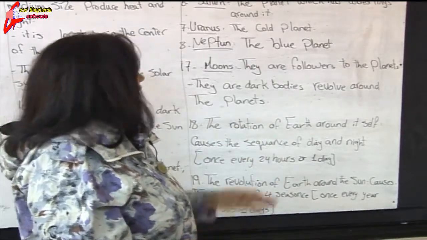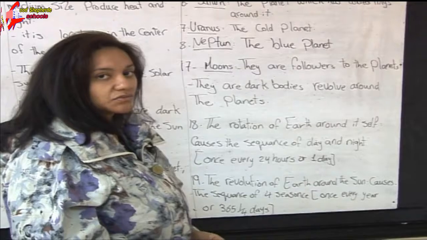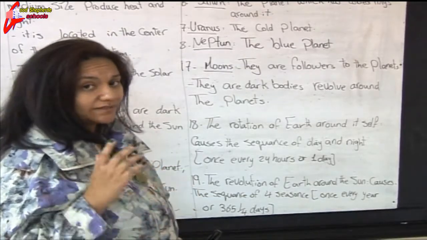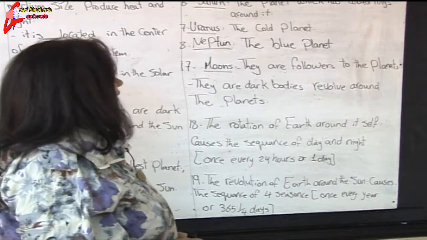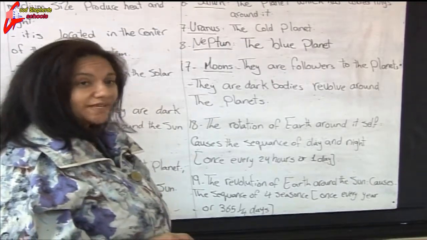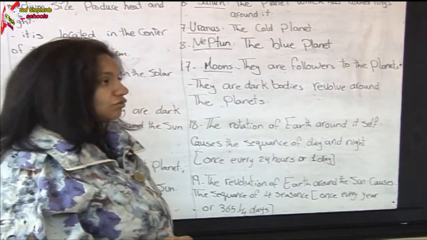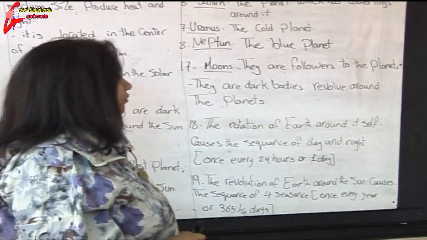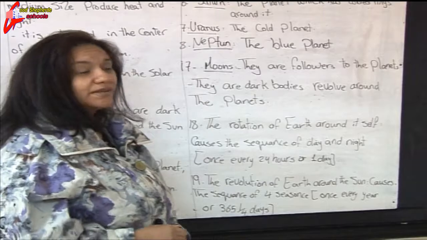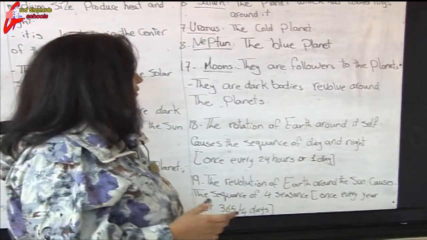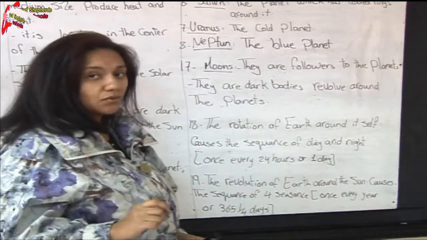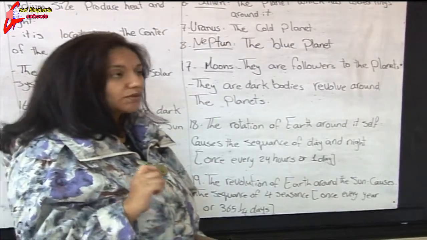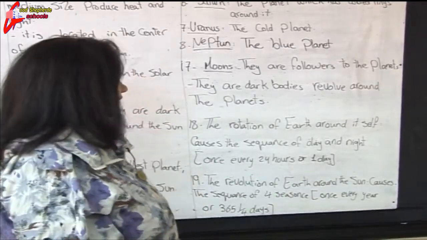Miss, how are moons dark bodies? We see the moon luminous or shiny in the sky at night because the moon reflects the sunlight. So this is a very important reason why the moon appears luminous in the sky, although it is a dark body: because it reflects the sunlight.